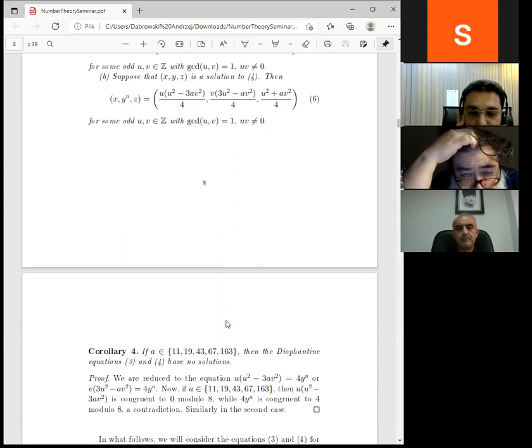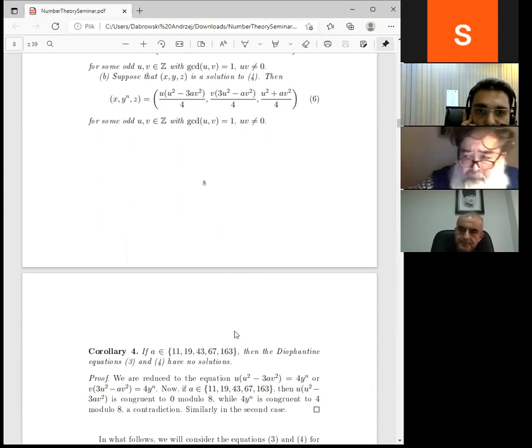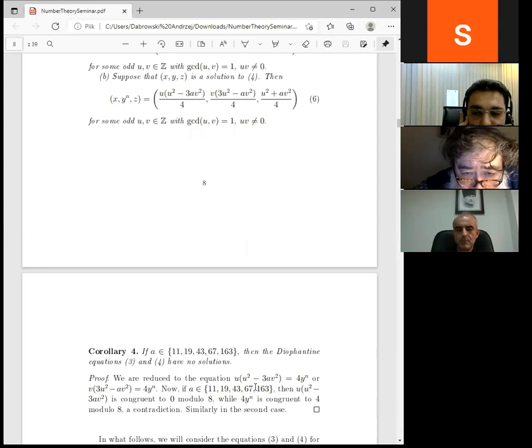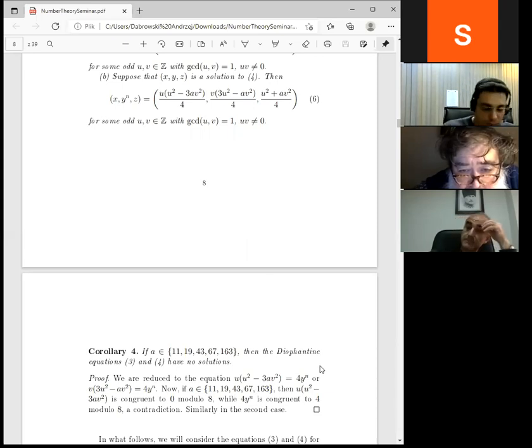we take a 11 and so on, 163, so 5 values, then the differential equations 3 and 4 have no solutions. It is easy when you use the above lemma that is recalled, and consider reductions modulo 8. So the left-hand side will be congruent to 0 mod 8, while the right-hand side will be congruent to 4 mod 8, so a contradiction. But the same in the second case.